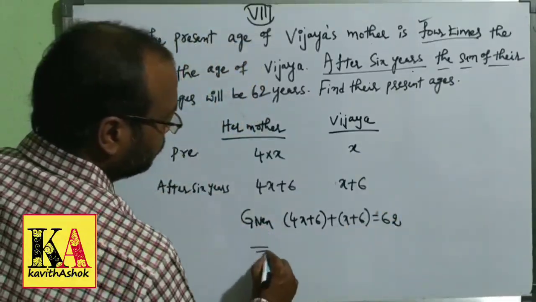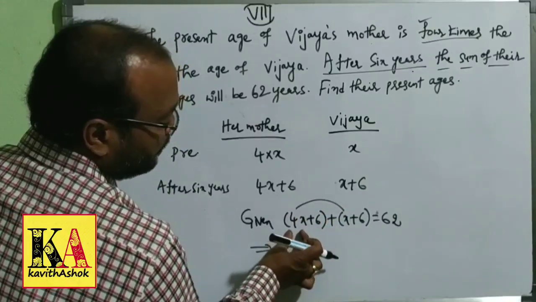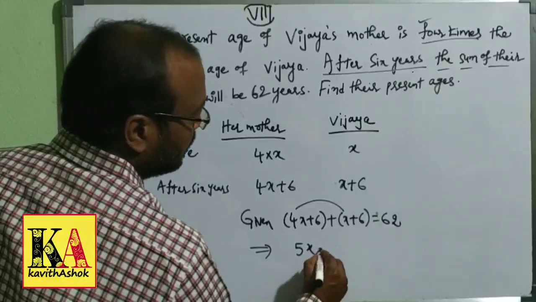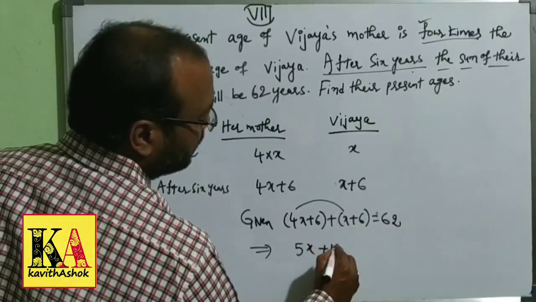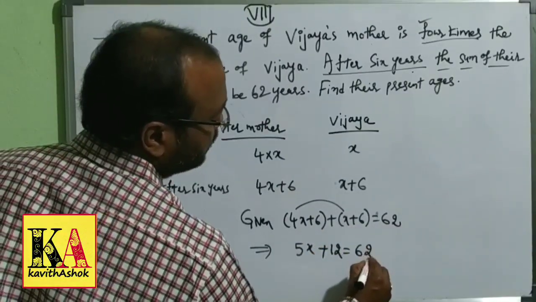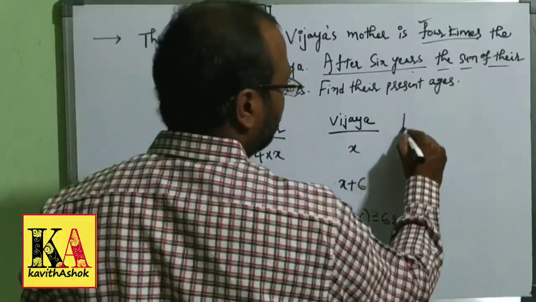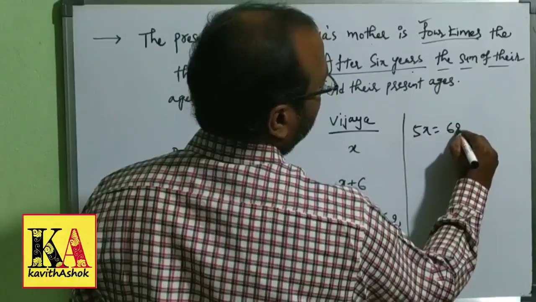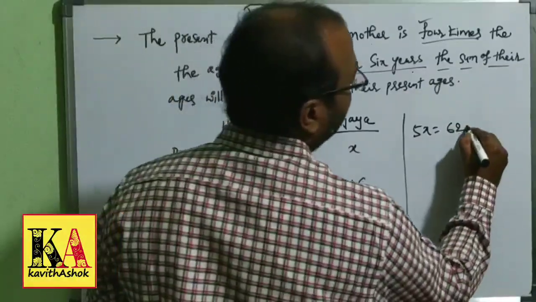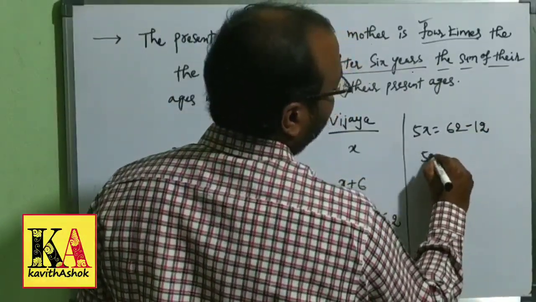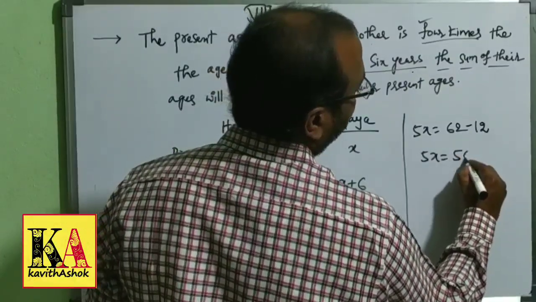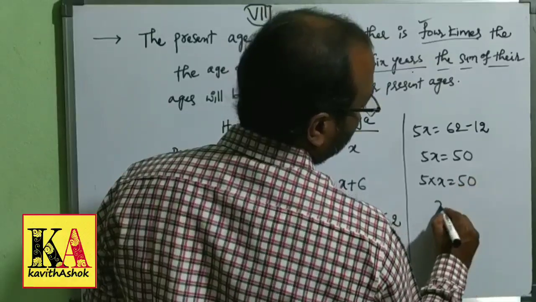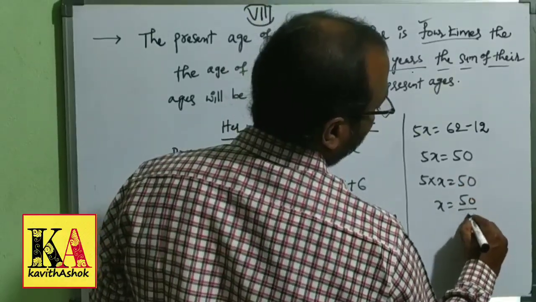So now 4x plus x, 4 apples plus 1 apple, automatically 5 apples, the apple will be x here, plus 6 plus 6 will become 12. This is equal to 62. Now this is 5x, 62. If you take plus 12 to the right part, it will be minus 12. So 5x, this is 50. 5x in the sense 5 into x, that is equal to 50, and x is equal to 50 by 5.